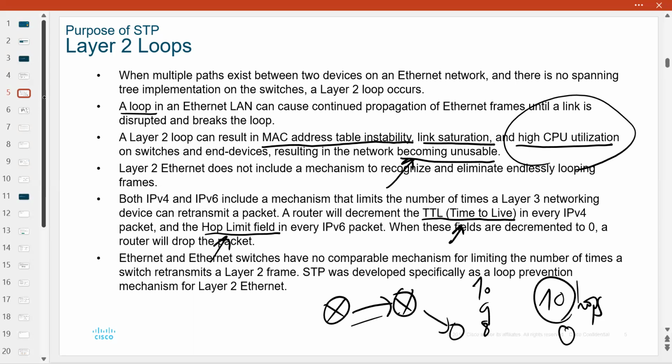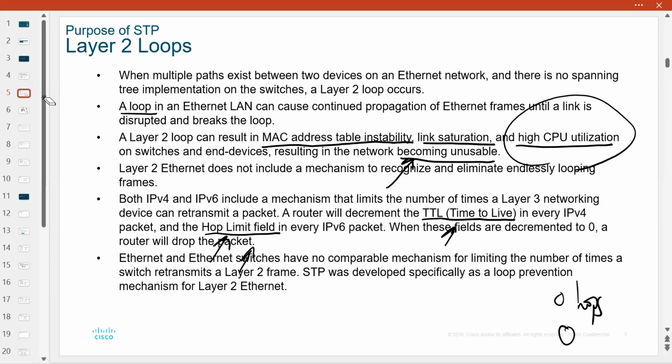So it means that at some point, with layer 3 networking, an IPv4 packet can be dropped. We don't have that same mechanism at layer 2. For IPv4 it is TTL, time to live. For IPv6 we have the hop limit field, which works in the same way. That number decreases until you arrive at zero, and then the packet is dropped from the network. Right, moving on.